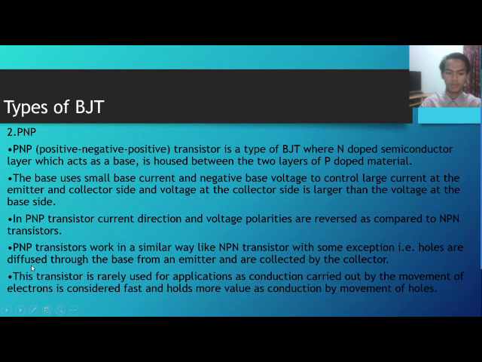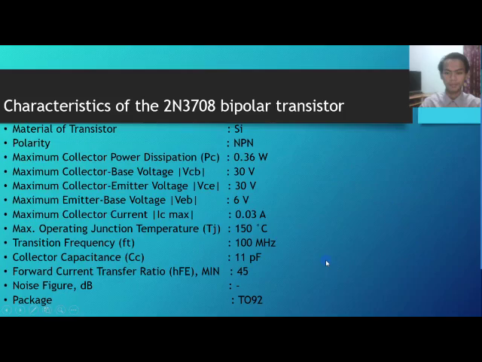Holes are diffused through the base from the emitter and collected by the collector. The PNP transistor is rarely used for applications, as conduction by the movement of electrons is considered faster and holds more volume than conduction by the movement of holes.